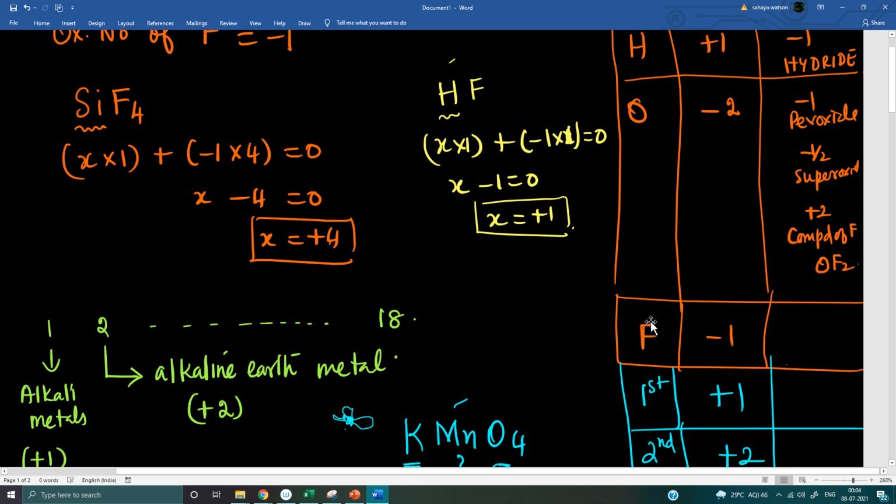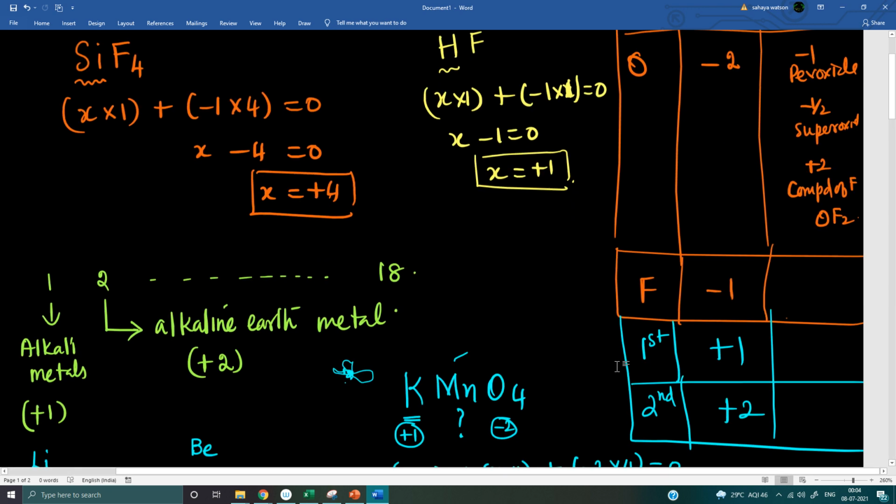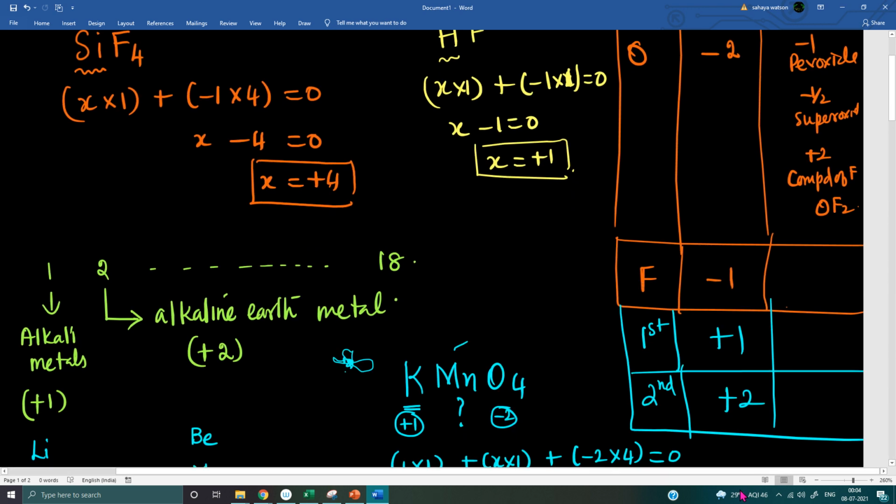Then come back to fluorine, it is always -1. These three are in the same category. For fluorine it is always -1. For first group elements, that is alkali metals, it will always be +1. Second group elements, that is alkaline earth metals, will always be +2.